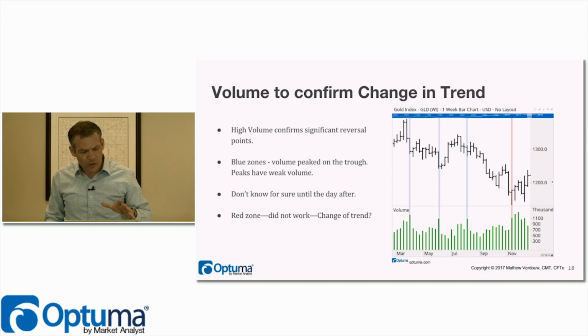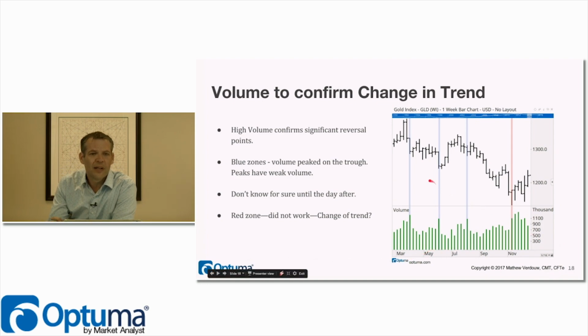So one of the rules we use with trend analysis is that high volume confirms the trend or confirms the reversal. So when you look at this chart here, again, let me bring my cursor across. We've got these blue zones. Now, I've drawn these blue zones wherever we had a peak in volume. And the thing about these blue zones is that they were all lows.